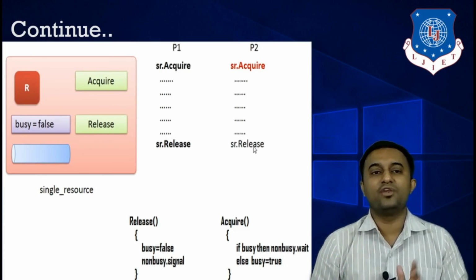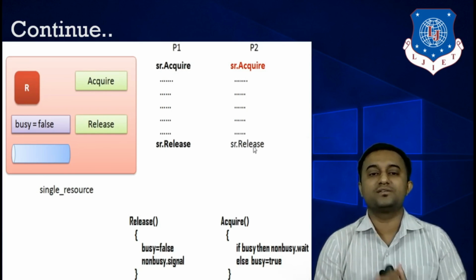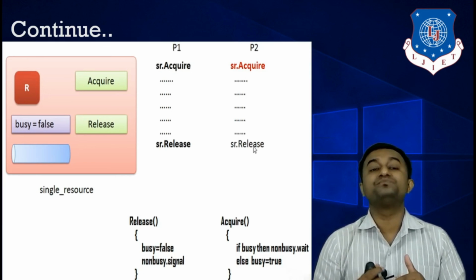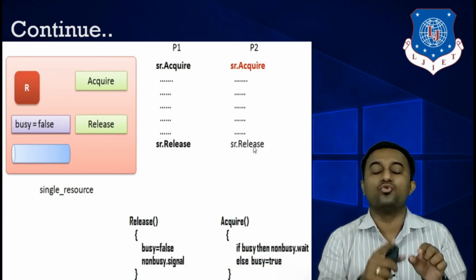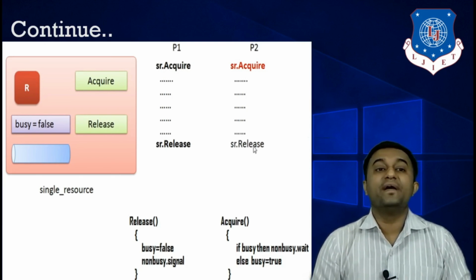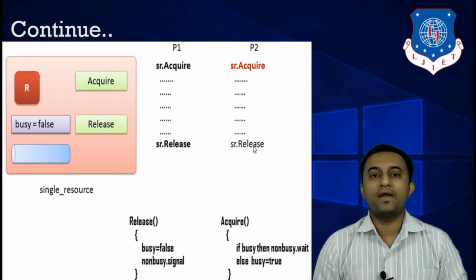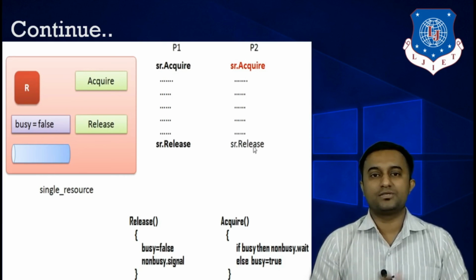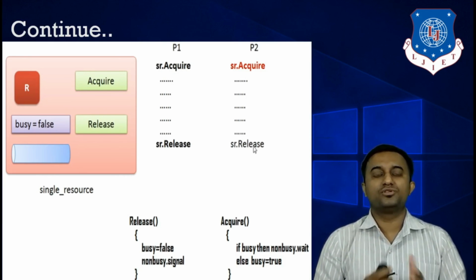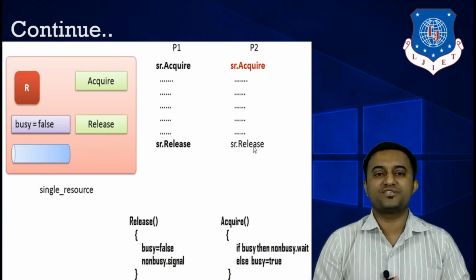Yes, it will set the value to false, and then busy dot signal would be executed. It means what? Once this signal operation is executed, the waiting process, in this case P2, can now access the resource R. So now P2 will have the chance and it will execute this acquire, and once it has used that resource, it will again release the resource at that time. Fine. So this is all about the monitor, which is a classical process synchronization problem.